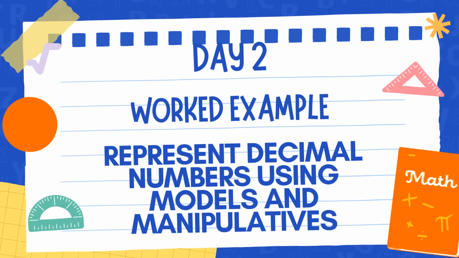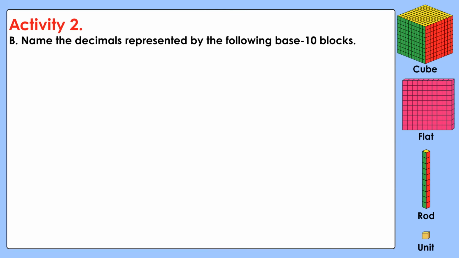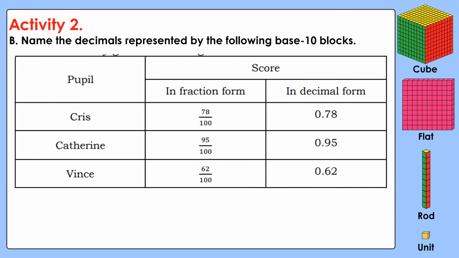Day 2, worked example. Represent decimal numbers using models and manipulatives. Activity number 2, name the decimals represented by the following base 10 blocks. First column, we have pupil. Second column, score in fraction form. And score in decimal form is in third column.